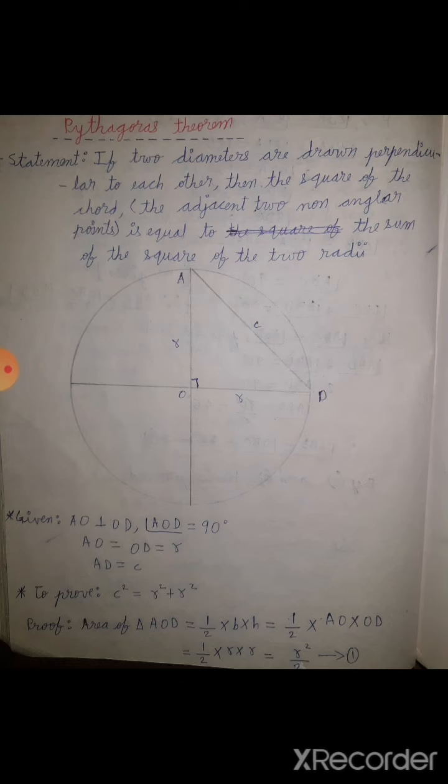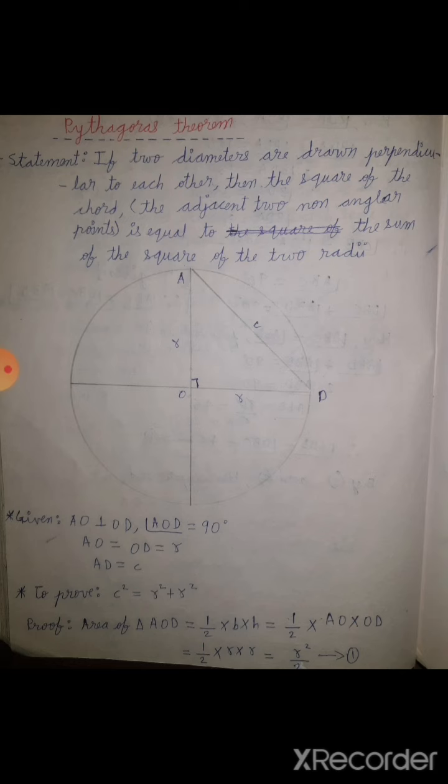So the statement is like this: if two diameters are drawn perpendicular to each other, then the square of the chord, that is the adjacent two non-angular points, is equal to the sum of the square of two radii. So we should prove that AD square, that is C square, equals R square plus R square, AO square plus OD square. Here angle AOD is 90 degrees.